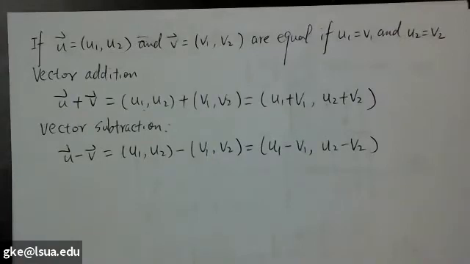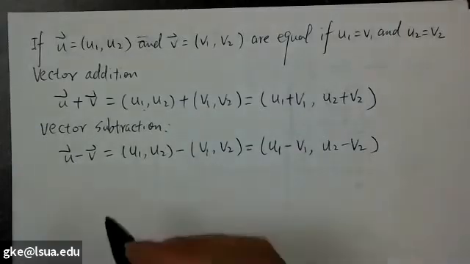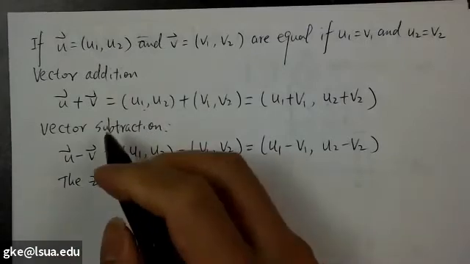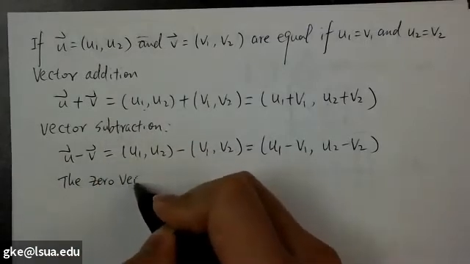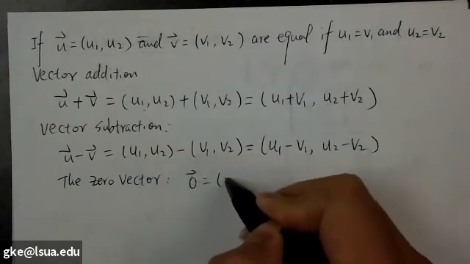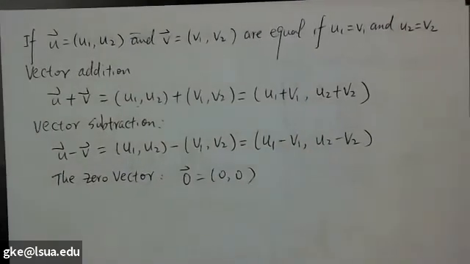Of course, there can be a zero vector in two-dimensional space. The zero vector in two-dimensional space can be written down like this. Okay, so that's the zero vector. Now let's take a look at some examples.